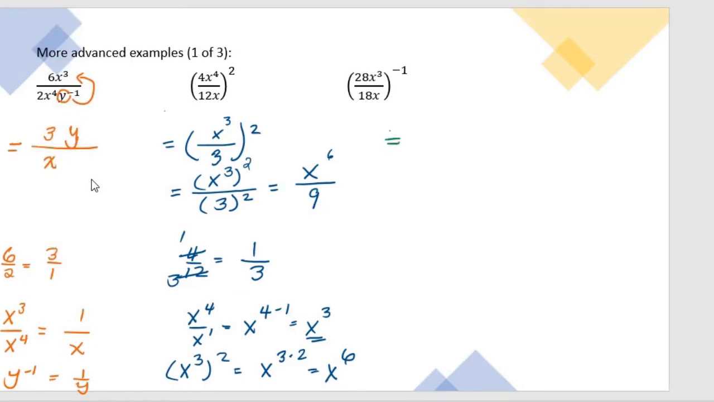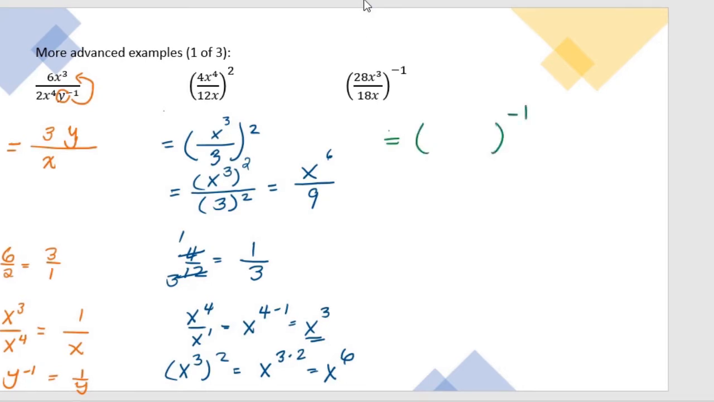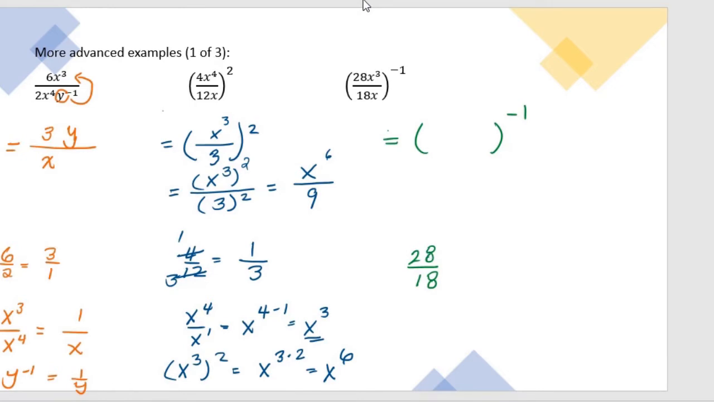Again, I encourage you to pause these videos, try it on your own, and then check out the answer as I catch up. And again, I'm going to ignore the outside entirely, and we're just going to worry about simplifying inside the brackets. So we've got 28 over 18. So this is the first example where it's not going to simplify to either a 1 in the numerator or a 1 in the denominator.